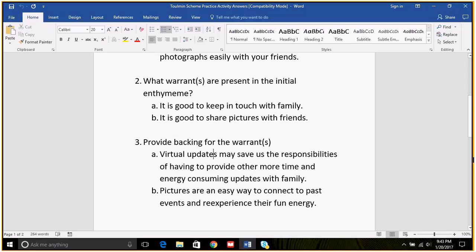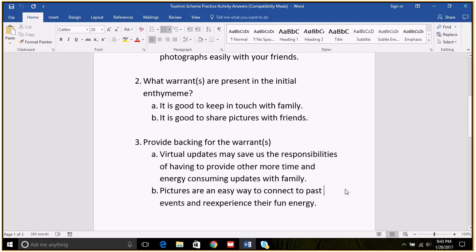Okay. Now, if we move on to backing our second warrant here, that it's a good thing to share pictures with friends. This actually involves me. I'm kind of selfish with pictures of my family. And so I would actually need a little bit of backing because I'd be concerned with privacy, and I don't want people peering into my life.